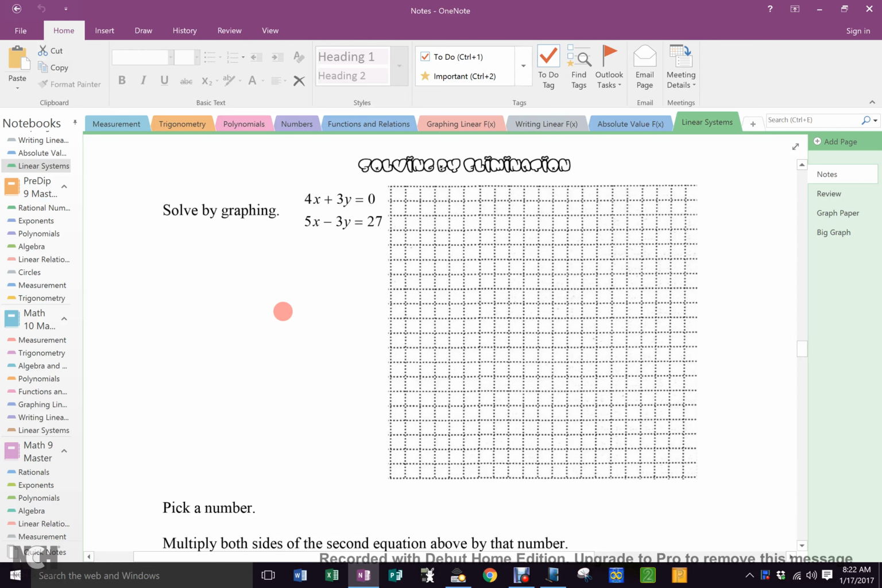Elimination is my preferred method to solve systems. I use elimination more than anything, except in special circumstances. But the reasons that elimination works are a little bit more complicated than the reasons substitution works.